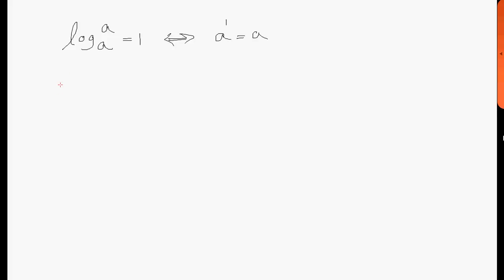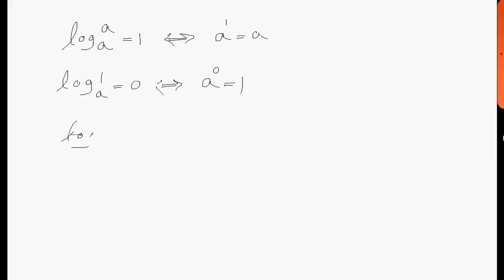The other one: the logarithm of 1 in any base is 0. So log 1, it doesn't matter what the base is, is 0. Why is that? Because this is equivalent to a to the power of 0 is 1. This is part of the definition of exponents: any non-zero number to the power of 0 is 1, and this is its equivalent in the notation of logarithms. Logarithm of 1 is 0.